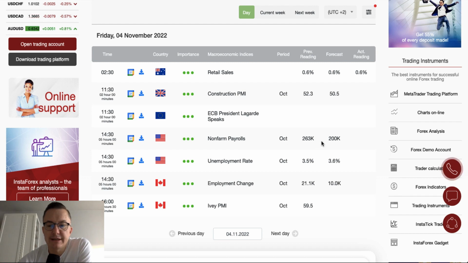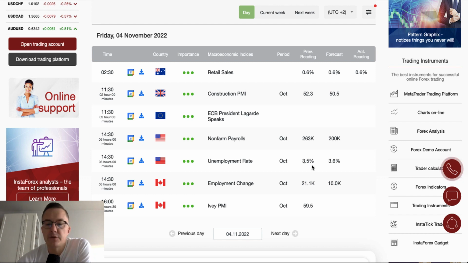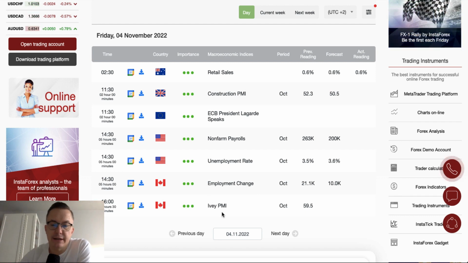The non-farm payrolls are expected to decrease this time from 263 to 200, and the unemployment rate is expected to increase from 3.5%, record low or very close to the record low, to the level of 3.6%. We have the data from Canada as well, employment change and Ivey PMI scheduled for release at 2:30 and 4 o'clock respectively. So kind of a busy day, as any of this week was.